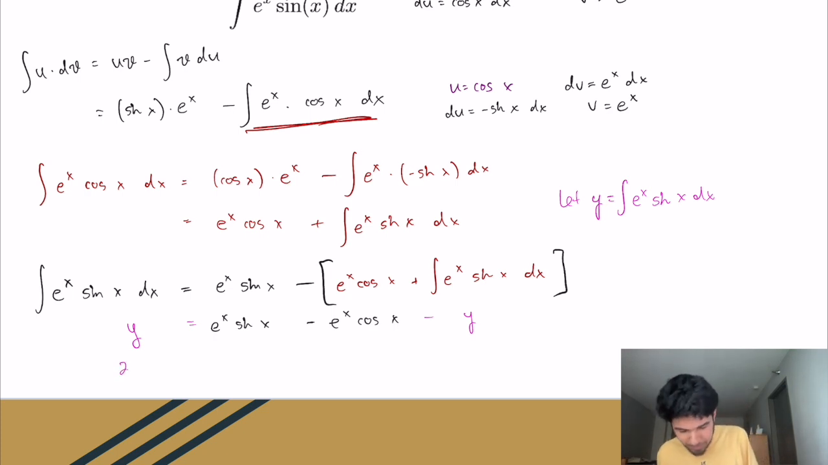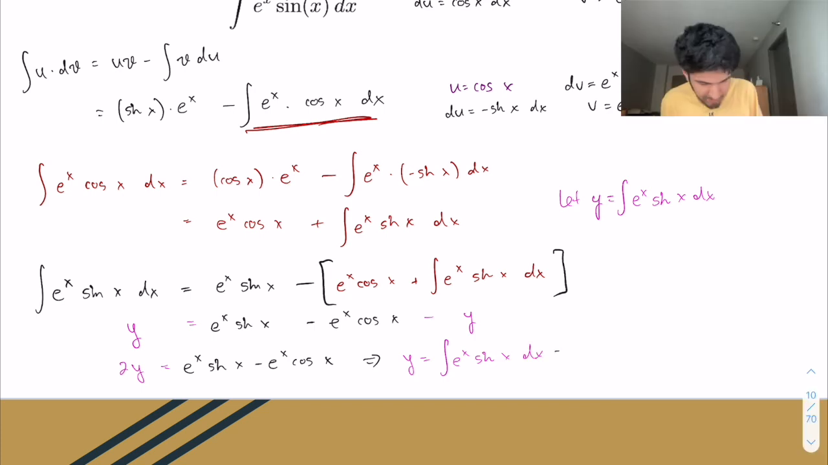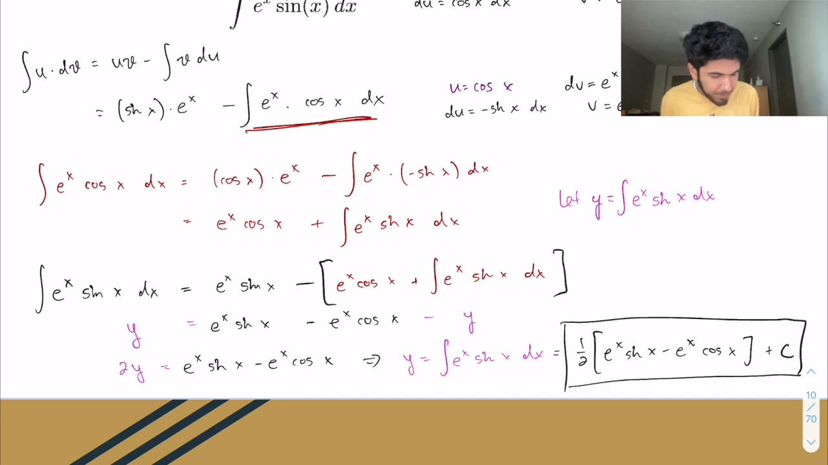Solve for y. 2y equals e to the x sine of x minus e to the x cosine of x. And that tells us that y, which is equal to the integral we were trying to solve for in the first place, is equal to 1/2 times e to the x sine of x minus e to the x cosine of x. Don't forget your plus c. And that is our answer.